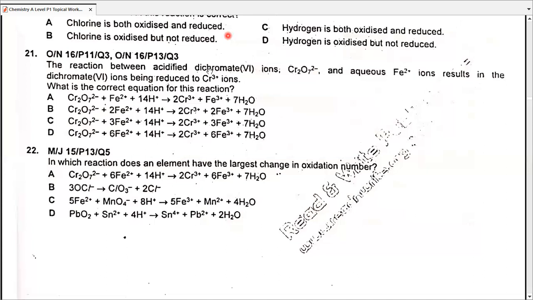Charlie. And that is manganese from +7 all the way to +2, which is a change of 5 electrons. That's the biggest change so far. All right, let's call it a day then.